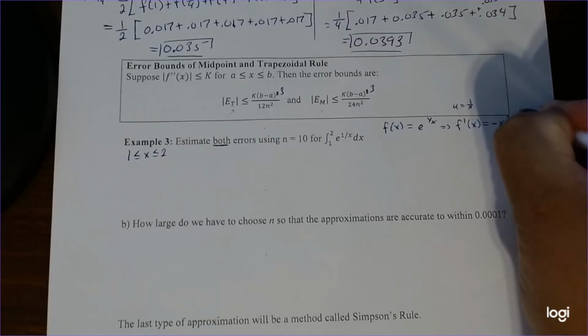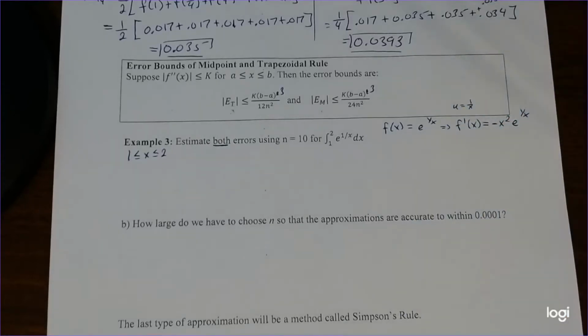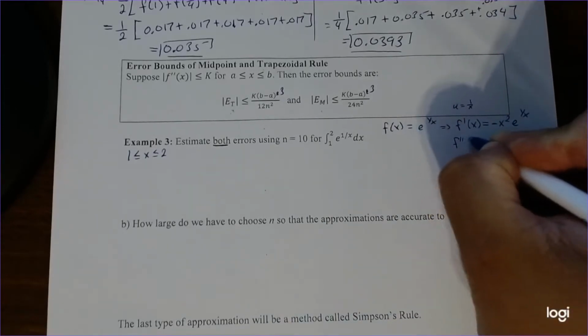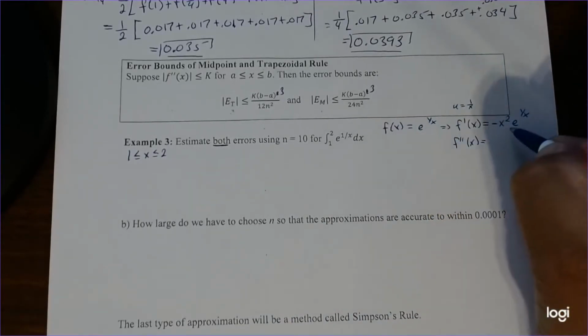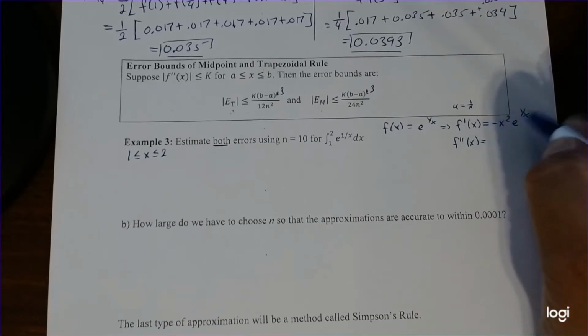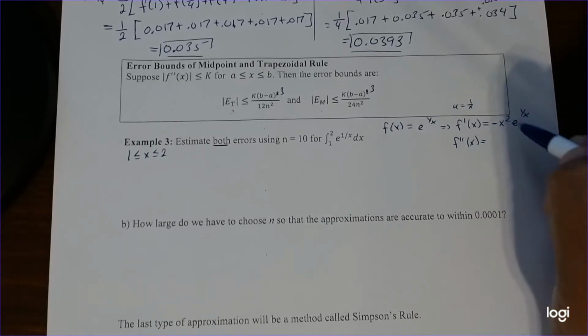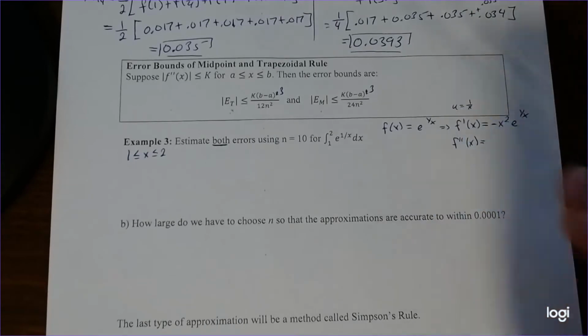x squared e to the 1 over x. If you take it a second time, unfortunately this time you have to use not only the chain rule here, but also the product rule. So the product rule, right?